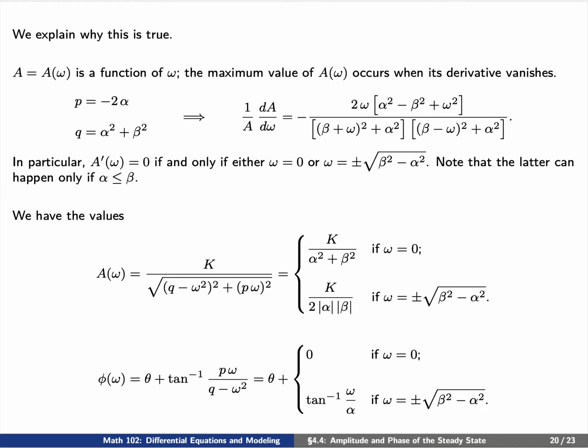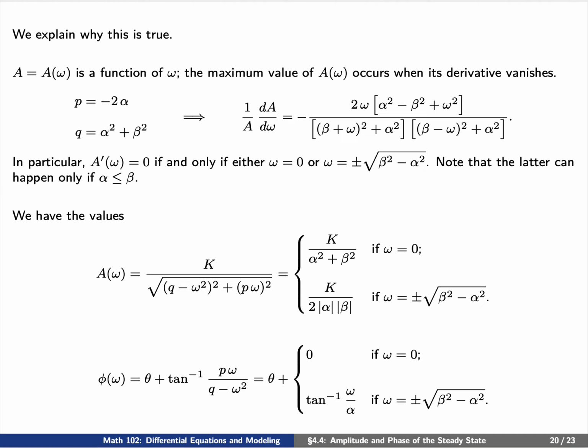Once we've determined these two values at which the derivative vanishes, we can then plug these in to find the maximum values both for our amplitude and for our phase angle. For the amplitude capital A, we have one of two possibilities. If omega equals 0, then our amplitude is equal to capital K divided by alpha squared plus beta squared. On the other hand, if omega equals the square root of beta squared minus alpha squared, then capital A equals capital K divided by the absolute value of twice alpha beta.